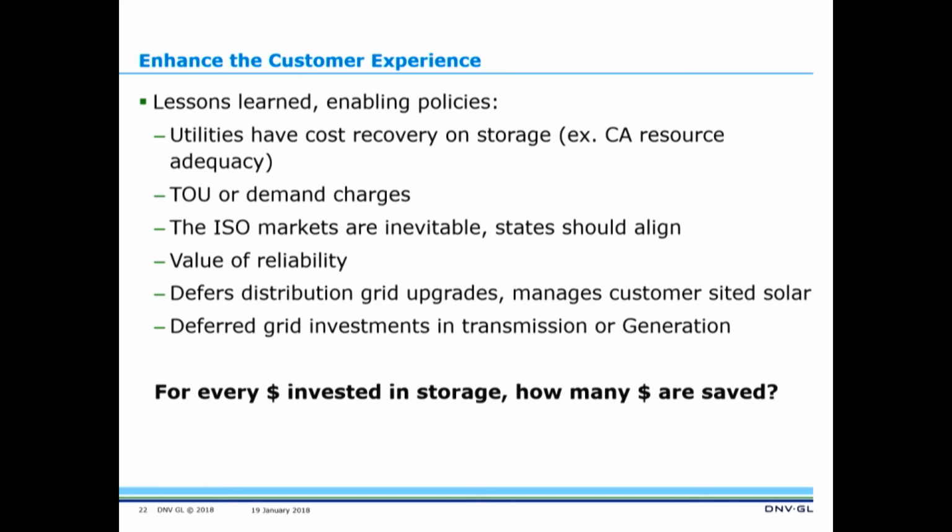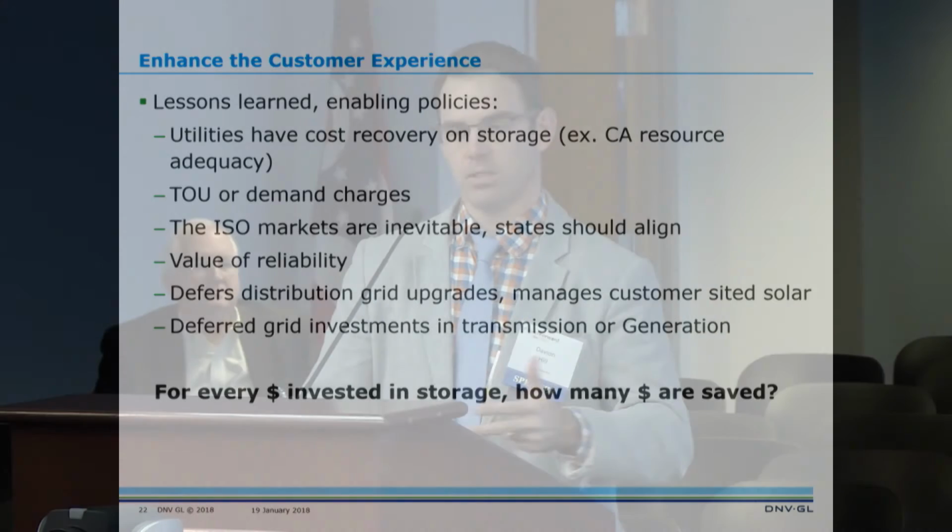So in conclusion, the lessons learned here: the enabling policies are where utilities have a cost recovery mechanism on storage, like California resource adequacy, for example. Time of use demand charges are always an enabler for storage. It's a way to address that peak and put a value on that peak and therefore monetize it. The ISO markets are inevitably going to release more orders like what we're seeing coming out of FERC, and so the state should align with that and be able to use their own utilities to align with that and get a mutually beneficial revenue stream and value.